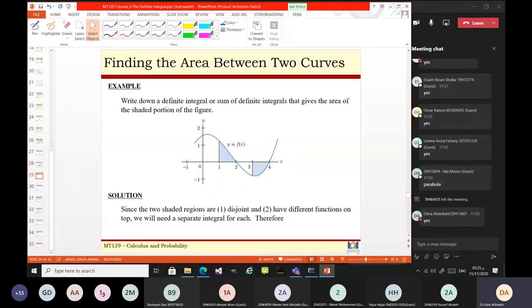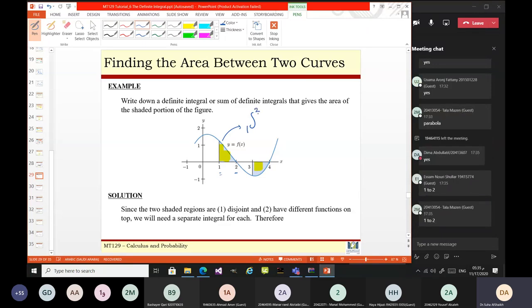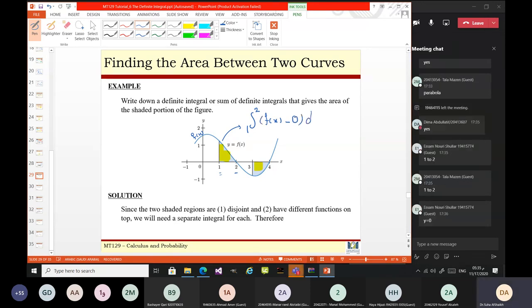Now, very simple question. Write me the definite integral or the sum of definite integrals that will give you the shaded area, this one and this one. You can see in this area, the integration is from where to where? Huh? It's from 1 to 2. What is above? The above is f of x. And what is below? The x-axis is below, so minus 0. Of course dx, plus the integration of the second part. The second part, the integration is from where to where?